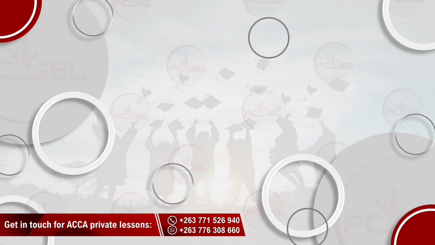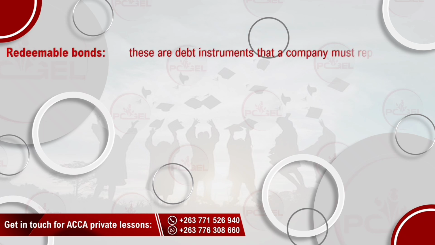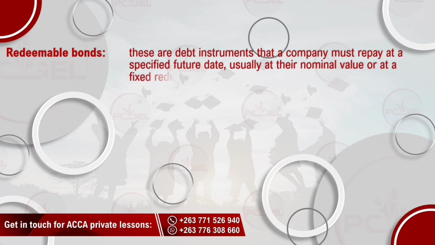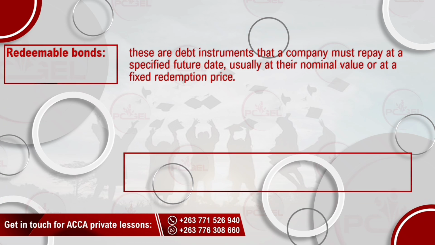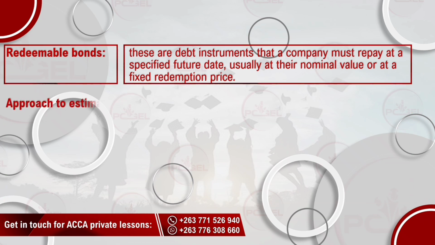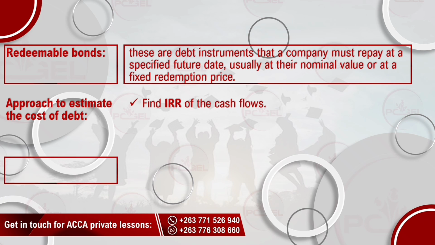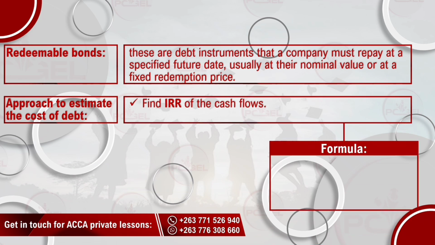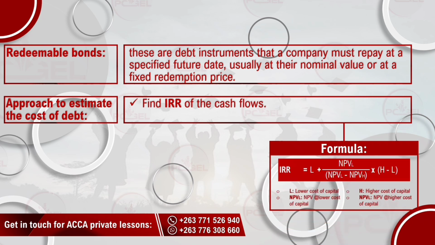Now, redeemable bonds are debt instruments that a company must repay at a specified future date, usually at their nominal value or at a fixed redemption price. To estimate the cost of debt of redeemable bonds, the approach is to find the internal rate of return of the cash flows associated with that source. The IRR is found as usual using linear interpolation, and the formula is as displayed on screen.